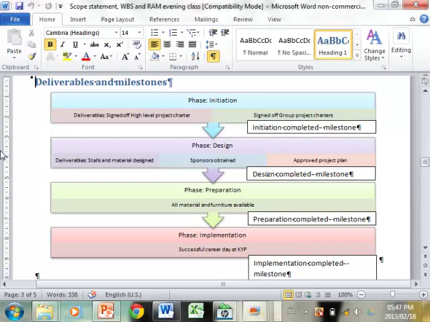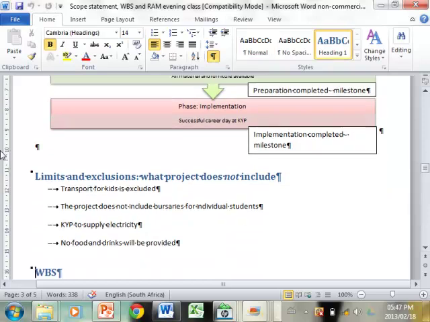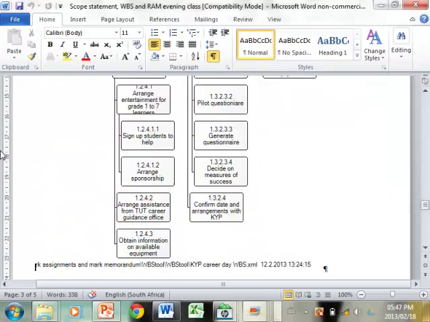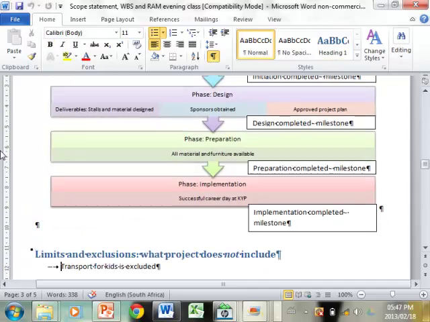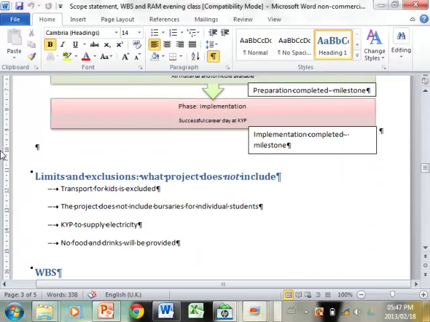Okay. All right, so that's the deliverables and milestones. And then we said what it does not include is transport for the kids and bursaries for individual students. We said that KYP must supply the electricity and no food and drinks will be provided.